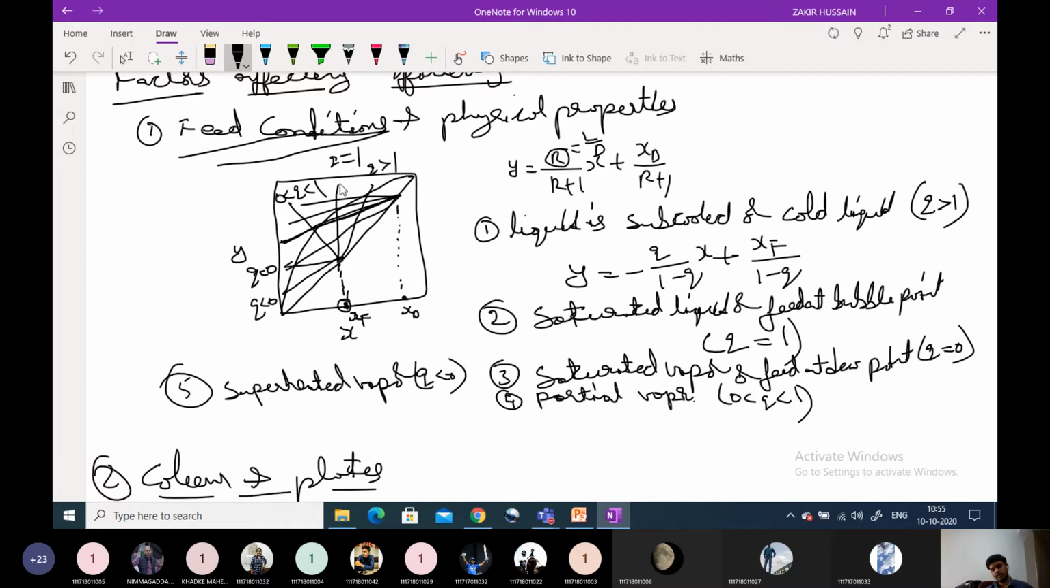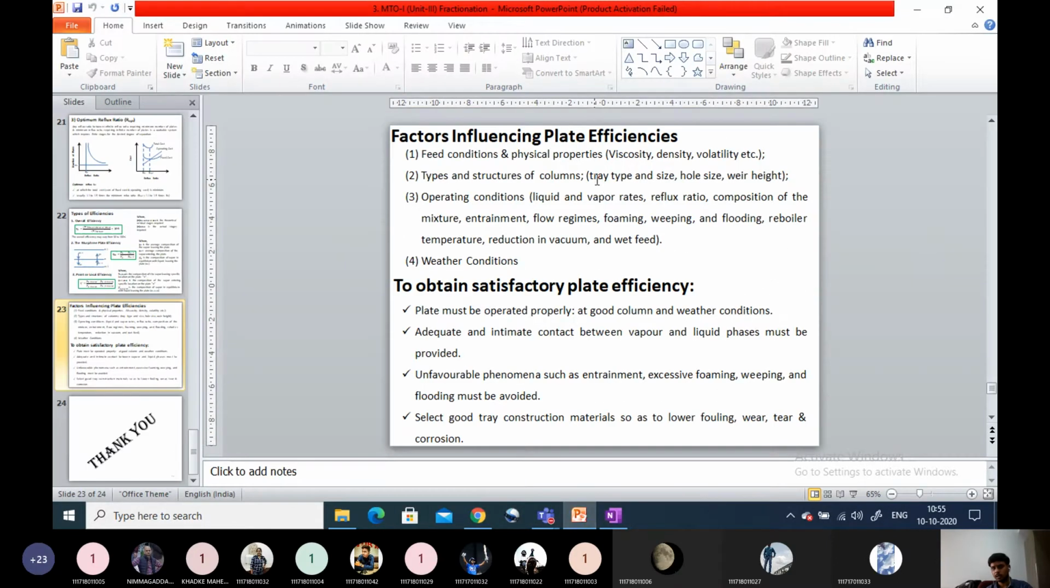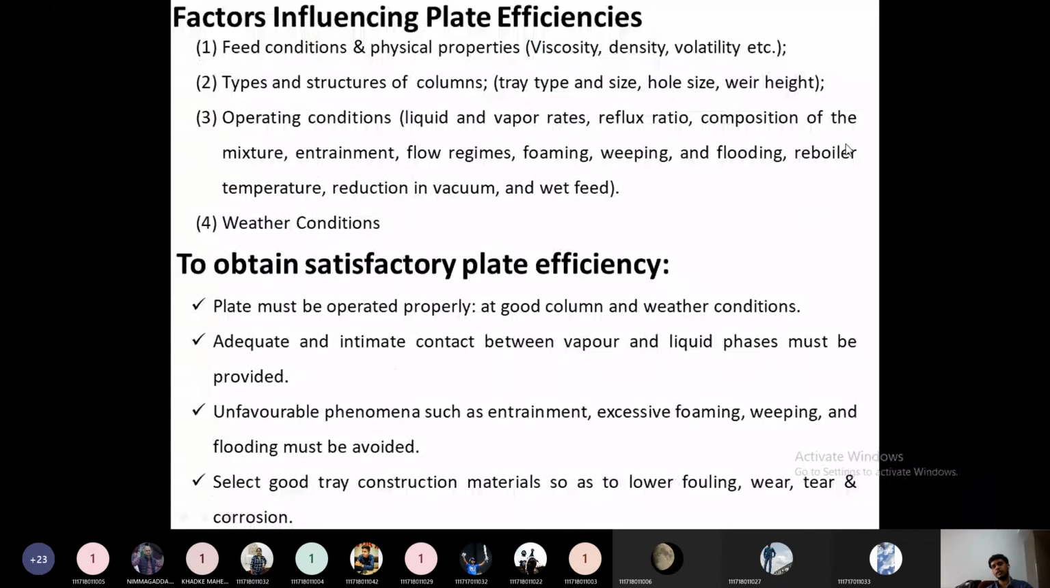Straight line angle will be there. So the angle will be lower or higher, in between the diagonal and the operating line, and it will depend on the reflux ratio. Because of this, R is also one type of factor which influences the efficiency of the plate. So depending on the reflux ratio, the column efficiency will be increased or decreased. We have to study that in detail during the experimentation.